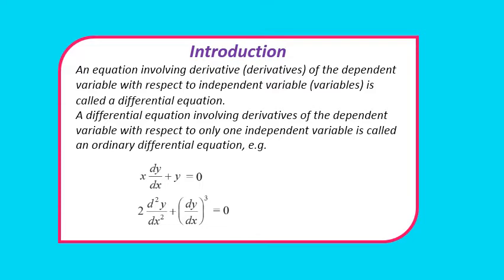Okay, a differential equation involving derivatives of the dependent variable with respect to only one independent variable is called an ordinary differential equation. As you can see, there are two differential equations. First is x dy/dx + y = 0, and second one is d²y/dx² + (dy/dx)³ = 0. Clear? So this will be an ordinary differential equation. It is very simple. If any equation involves derivatives dy/dx, it will be a differential equation. Clear? So pause and note down.